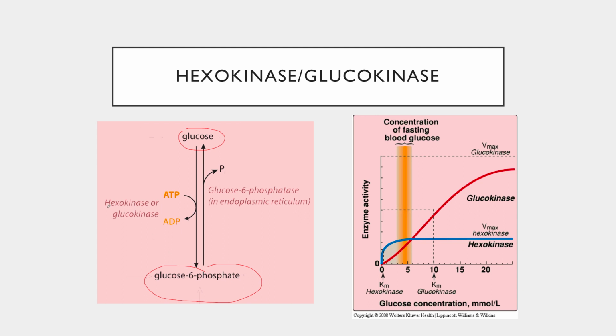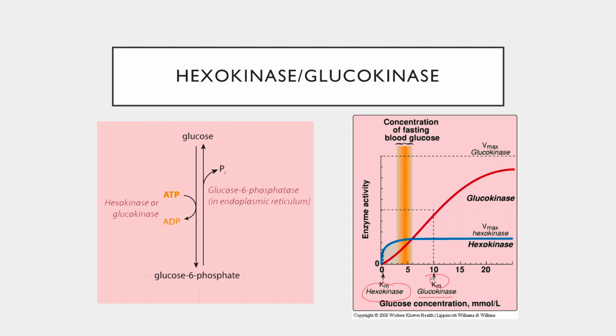It's important to note that hexokinase is the enzyme responsible for this phosphorylation in most tissues, whereas glucokinase is found in the liver and the beta cells of the pancreas. This is relevant as the kinetics of these enzymes, hexokinase and glucokinase, differ significantly. So if we look at the kinetic profiles of these 2 enzymes, you can see they perform very differently. Glucokinase in the liver has a higher Km for glucose, or a lower affinity when compared to hexokinase.